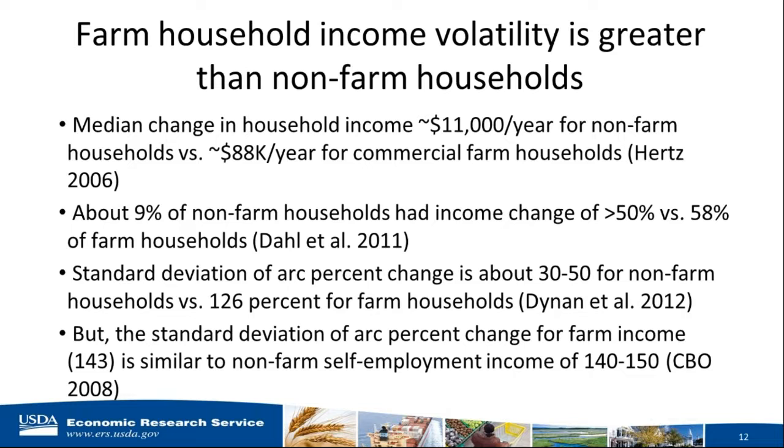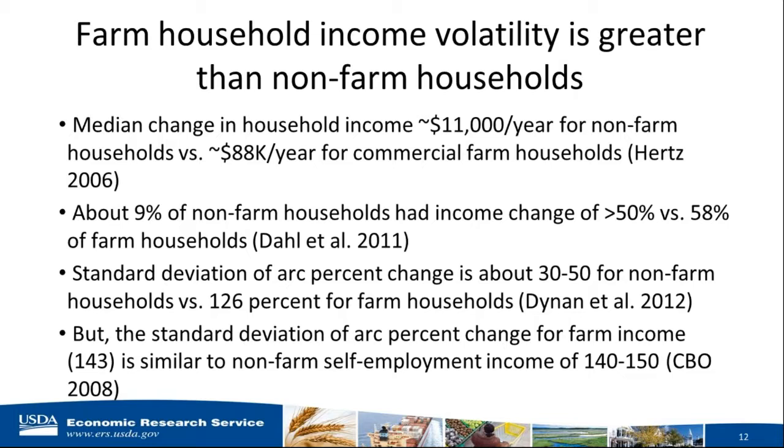I'm going to gloss over this a little bit because of time constraints, but if we compare our measures of income volatility to non-farm households, we see that farm households experience significantly higher volatility. That second bullet is a nice illustration. About 9% of non-farm households have an income swing of 50% or more between consecutive years in this case. 58% of farm households did.